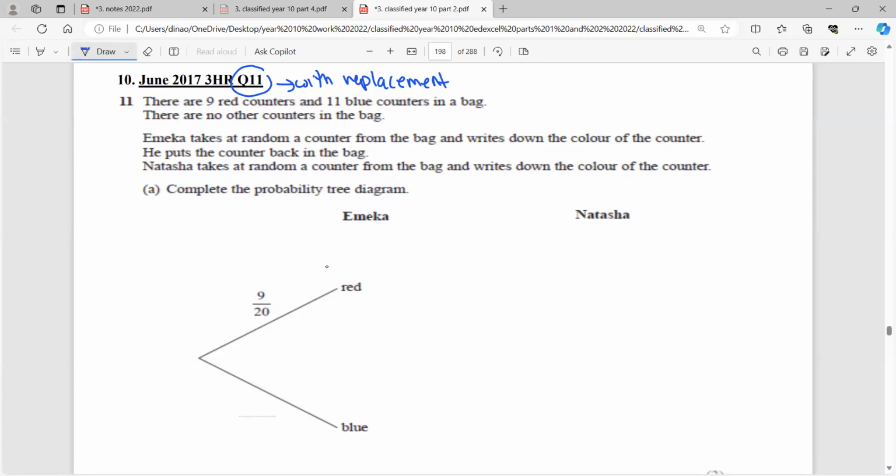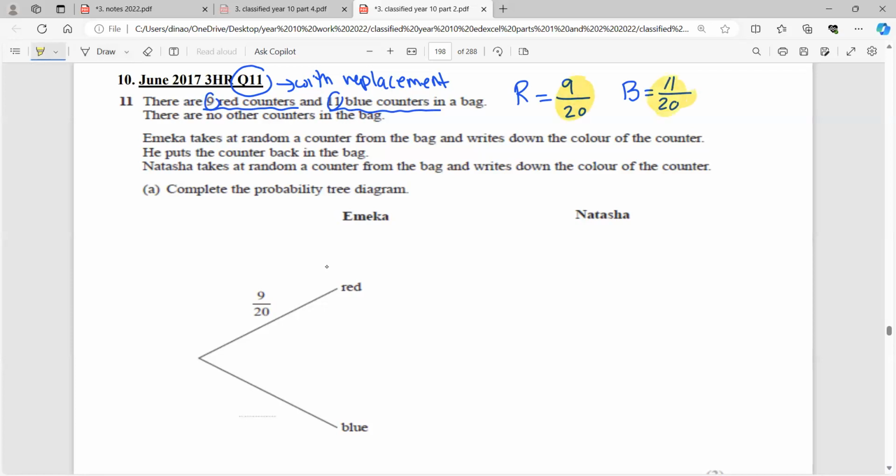So step number 1, as we said, classify and write probabilities. There are 9 red counters in the bag, 11 are blue. So the question will be classified into red and blue. If I have more than 2 colors, of course, it will be 3 options. This is the classification. Write the probabilities. The red is 9 over 20. And how did I get the 20? It's the total frequency. What is the probability of the blue? 11 over 20. The sum of the probabilities must be equal to 1.